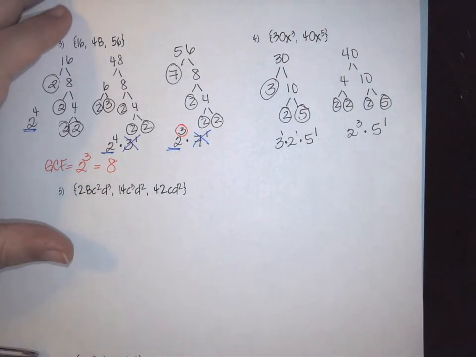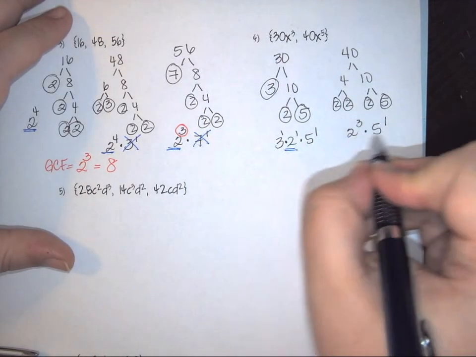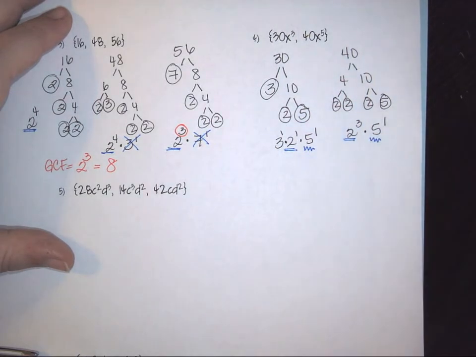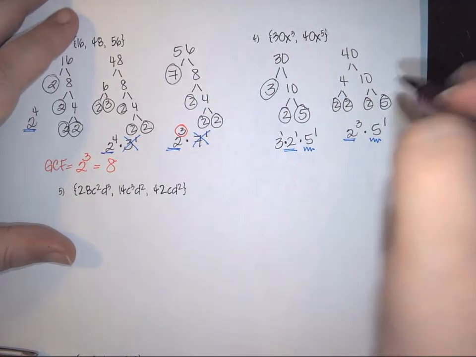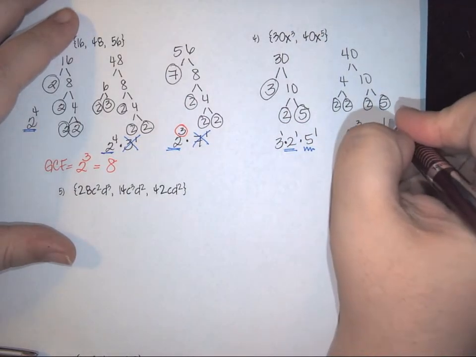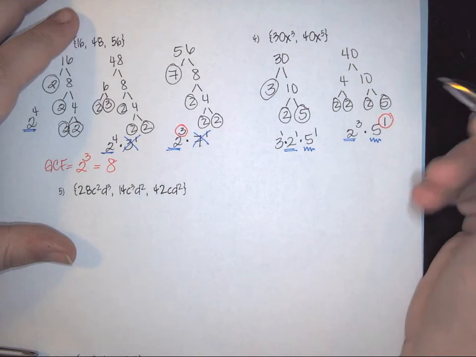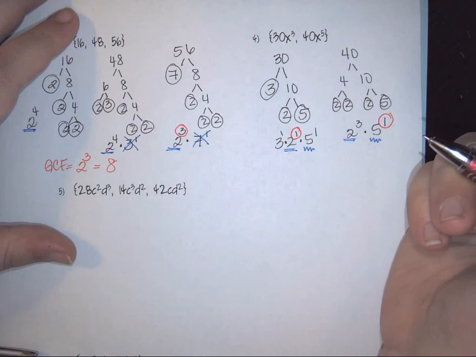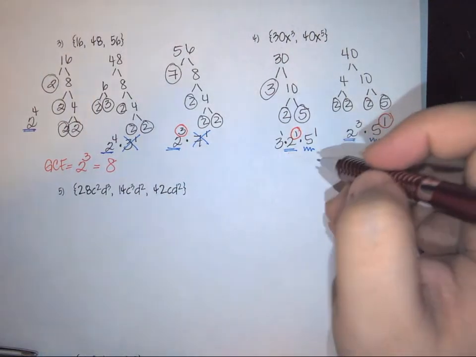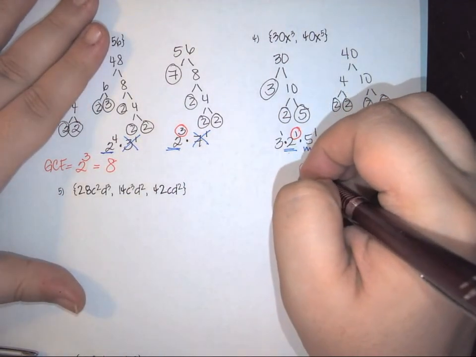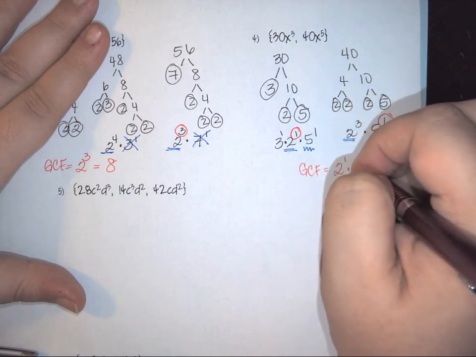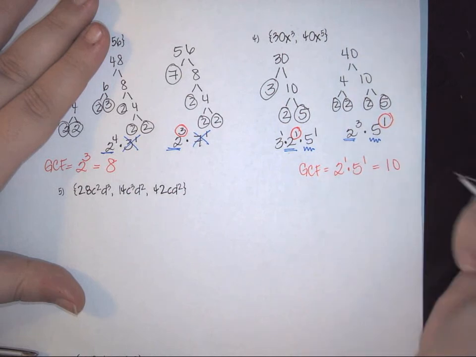Again, we need to identify the pieces that are the same, so I have this 2 and the 5. And then of those, you need to identify the smallest exponents. So when I'm looking at 5, of course, my smallest exponent is 5 to the 1st. And I have 2 to the 1st and 2 to the 3rd, so of course 2 to the 1st. So here, when I'm looking at just my numbers, my greatest common factor would be 2 to the 1st times 5 to the 1st, which gives me a 10.